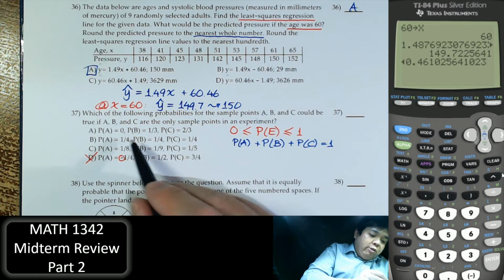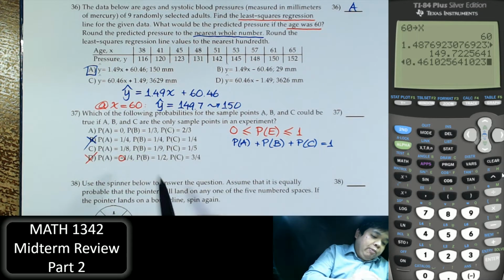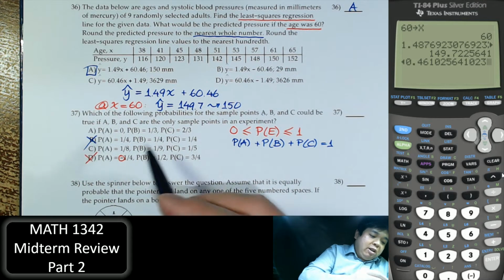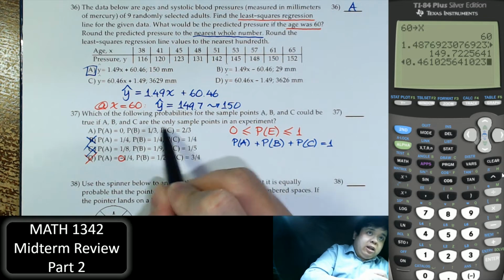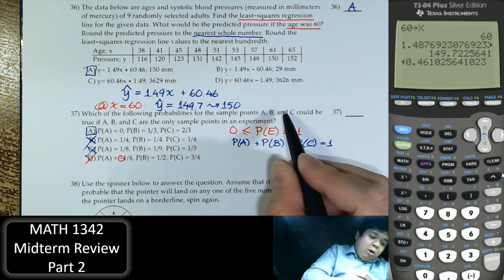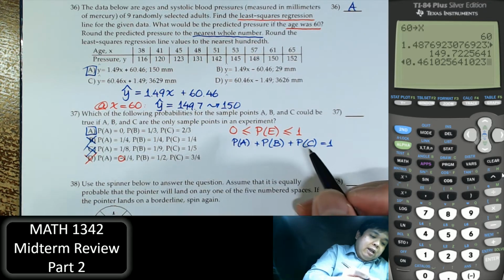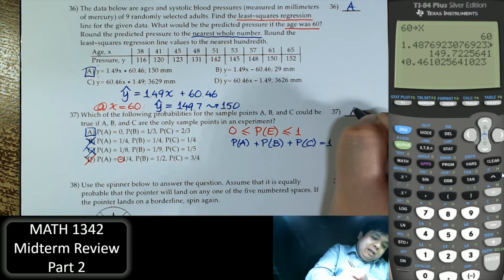1 over 4 plus 1 over 4 plus 1 over 4. They don't add up to 1, so it's not going to work. 1/8 plus 1/9 plus 1/5 is not going to be equal to 1. So only 1/3 plus 2/3 is 1. And in this case, for the only sample points, the total should be equal to 1, and it is.